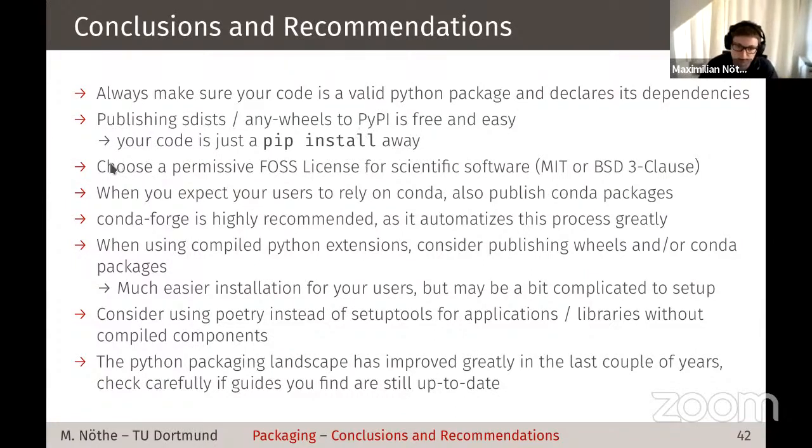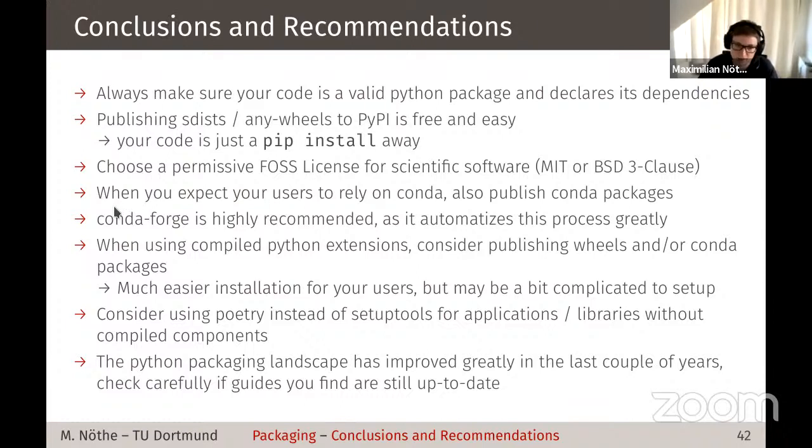And this should be done using one of the permissive open source licenses. So the two most well-known examples here are the MIT or the BSD 3-clause license. You can look them up. They are very short. You can read them in like 5 minutes and probably agree with all that is said there. In our community, using Conda is very common, so it might make sense to also publish a Conda package.